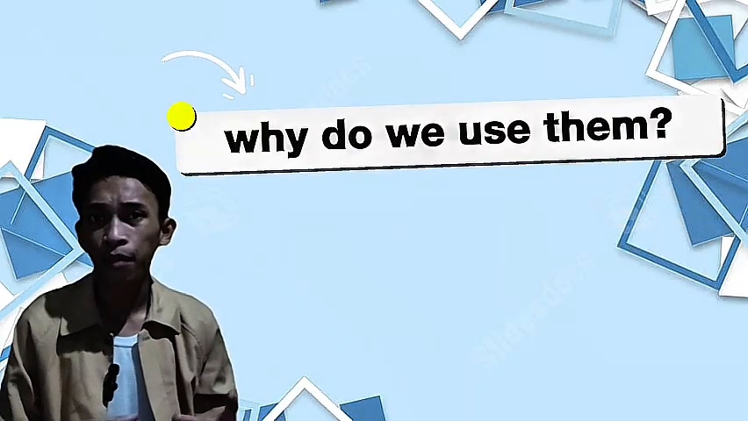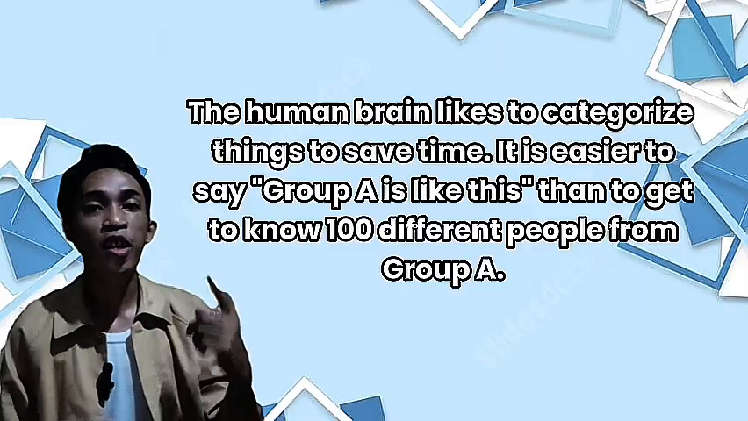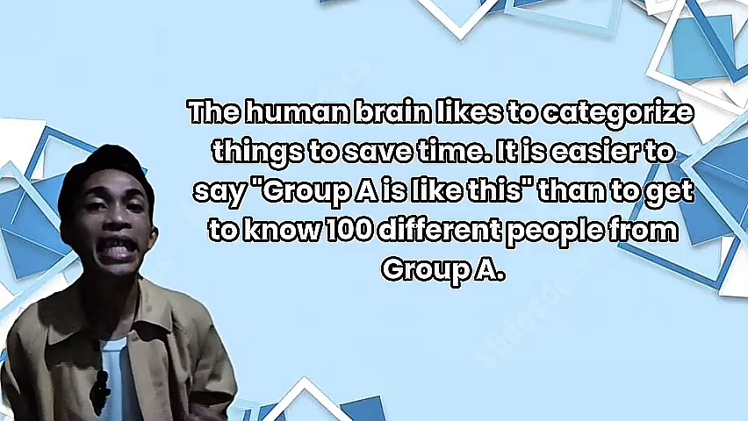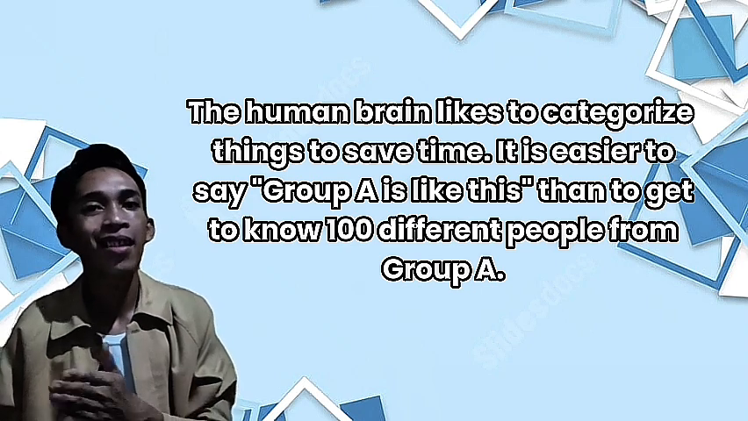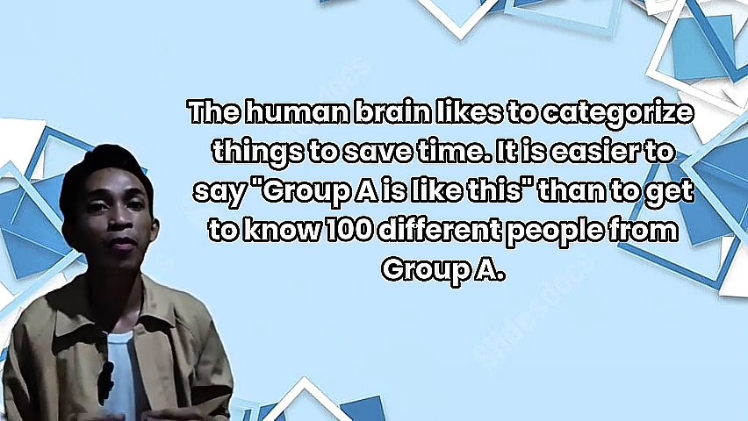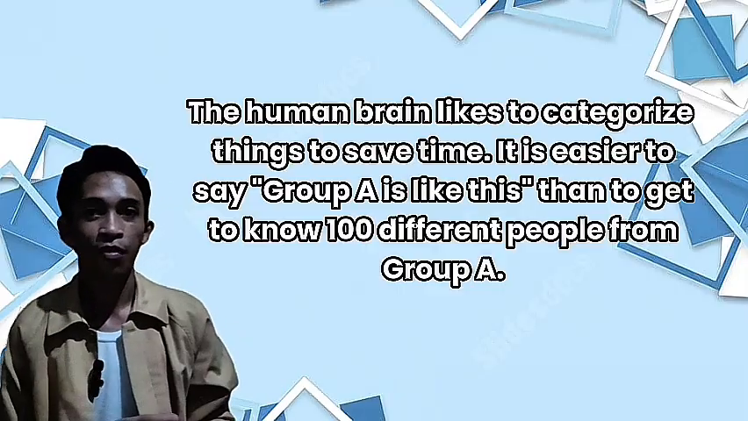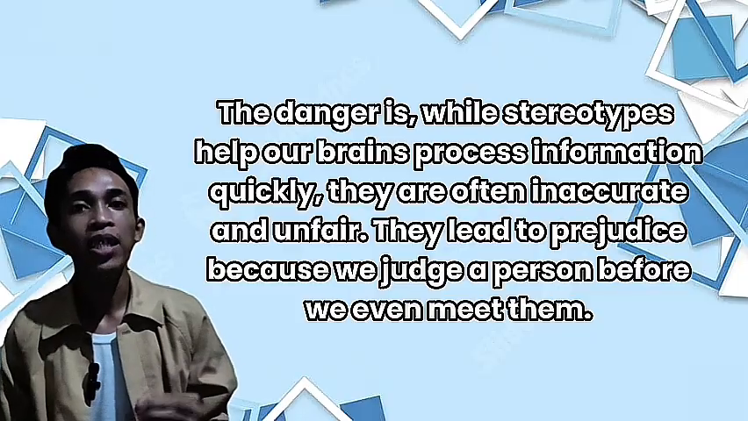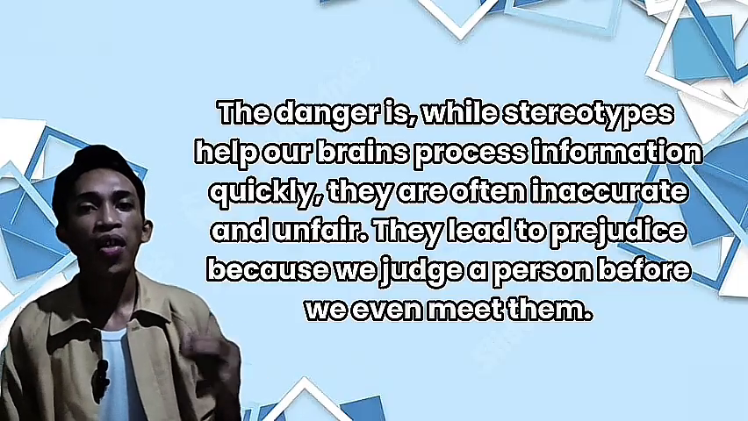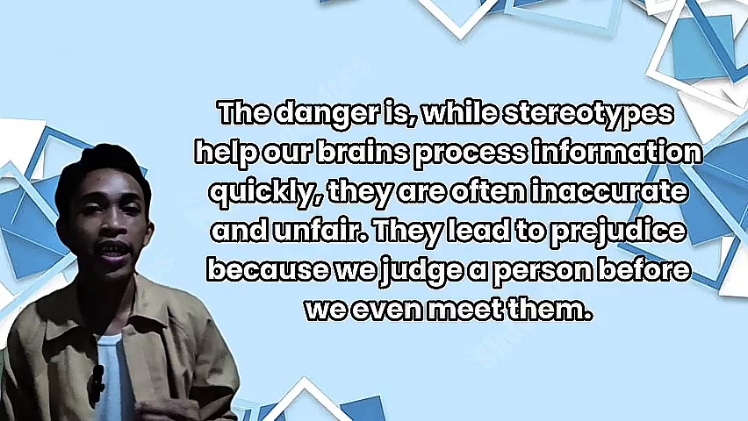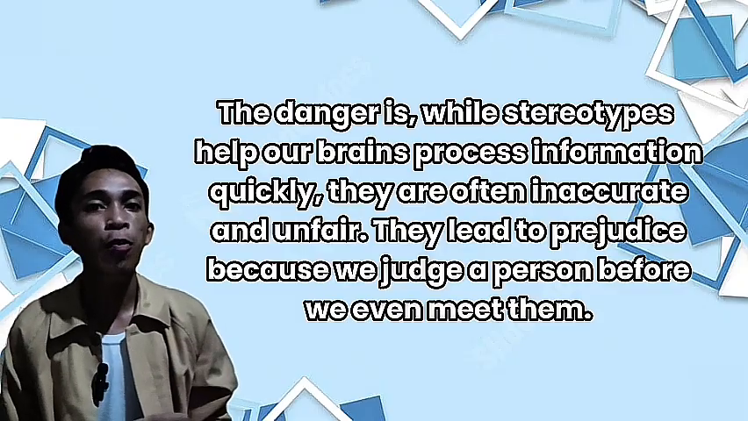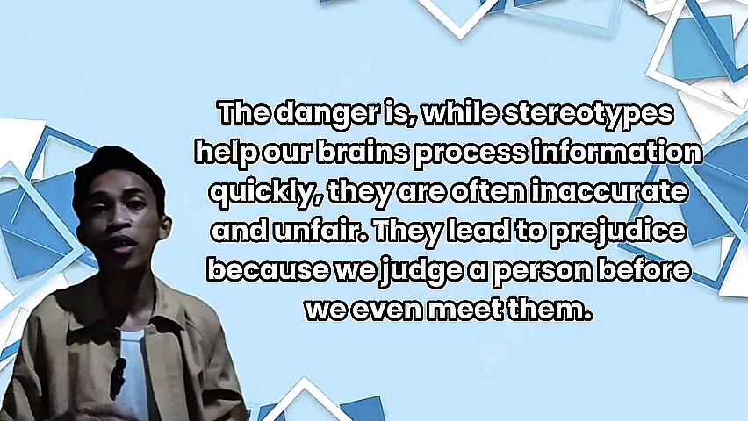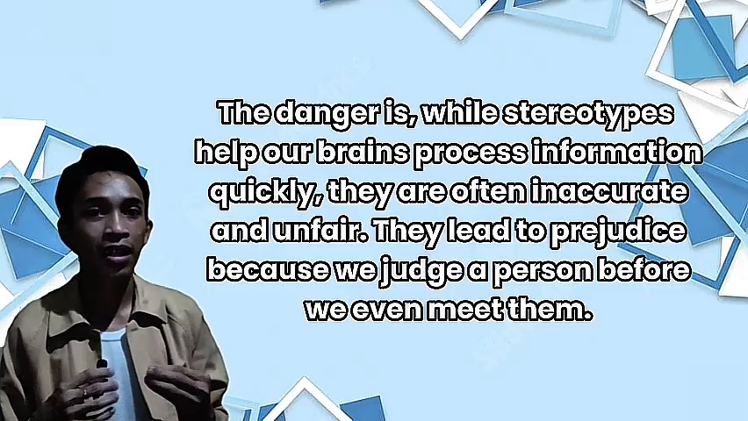And why do we use them? The human brain likes to categorize things to save time. It is easier to say, okay, group A is like this, than to get to know 100 different people from that group. The danger is, while stereotypes help our brains process information quickly, they are often inaccurate and unfair. They can lead to prejudice, because we judge a person before we even know them.